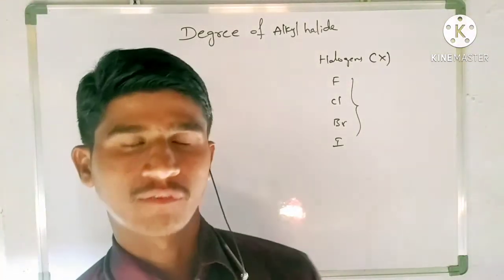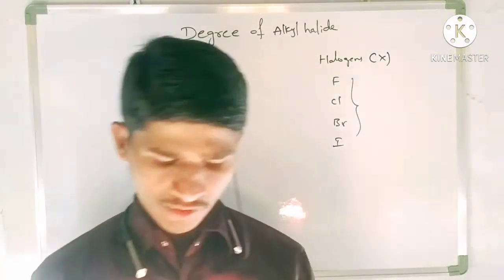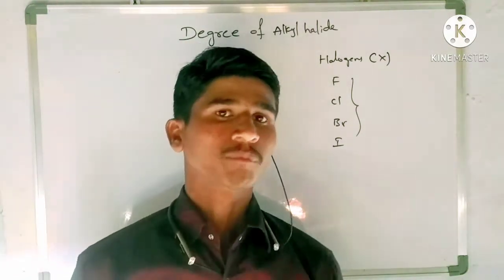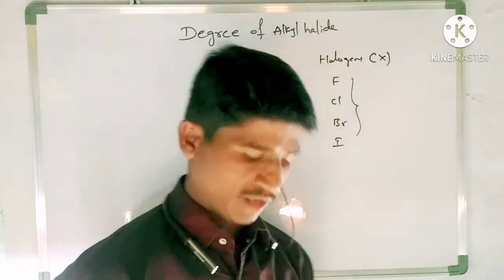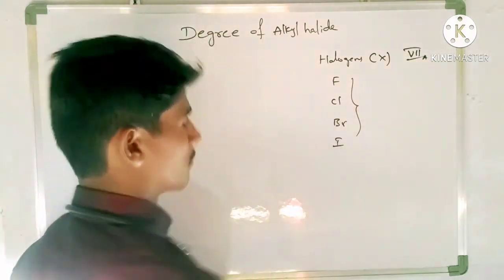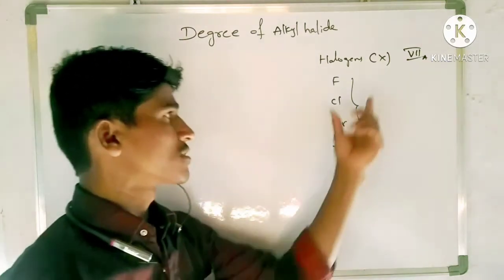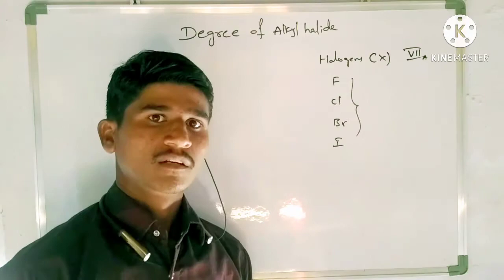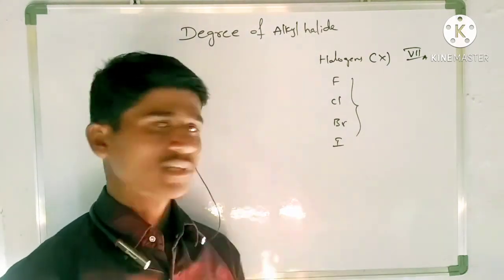Let us discuss the degree of alkyl halides. Before that, we have to discuss what halogens are. Fluorine, chlorine, bromine, iodine are known as halogens. These belong to the 7th A group of the periodic table. Why are these known as halogens? They are obtained from sea salt. Halo means sea salt, so they are known as halogens.